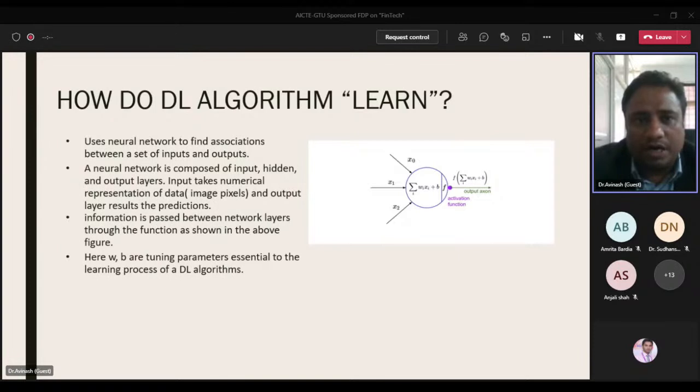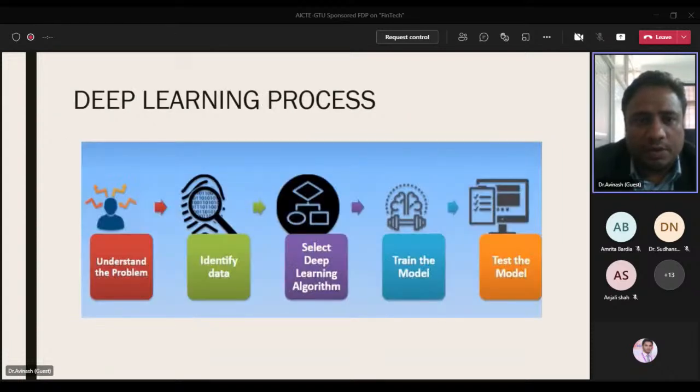First point is it uses a neural network to find the association between a set of inputs and the outputs. Okay, so a neural network is like a brain kind of structure. A neural network is composed of the input, hidden, and the output layers, and the input takes the numerical representation of the data in the form of image pixels, and the output layer gives the prediction. So the information is passed between the network layers through the functions as shown in the figure. Okay, and then we have different parameters called the bias and the weighting function, which are associated with the input as the tuning parameters, which is essential to understand the learning process of deep learning algorithms.